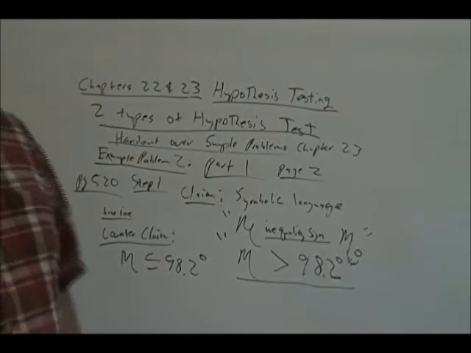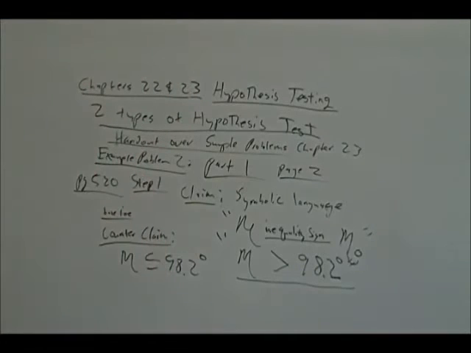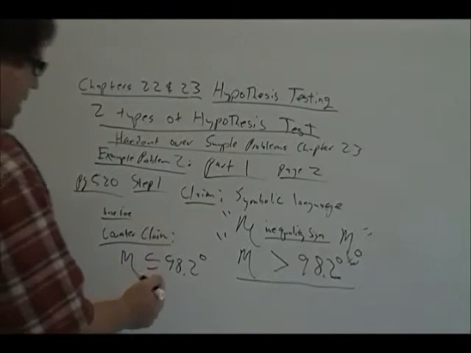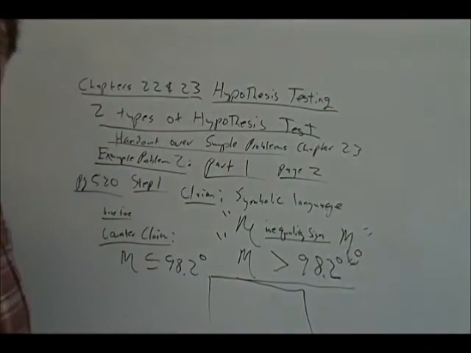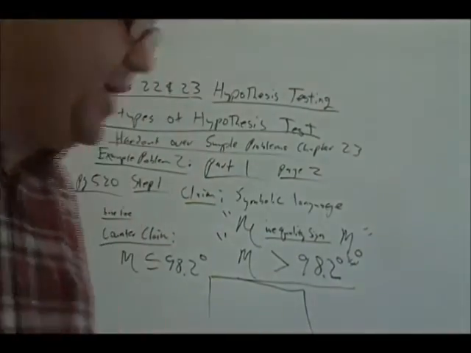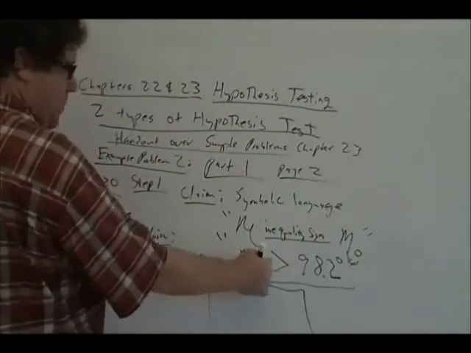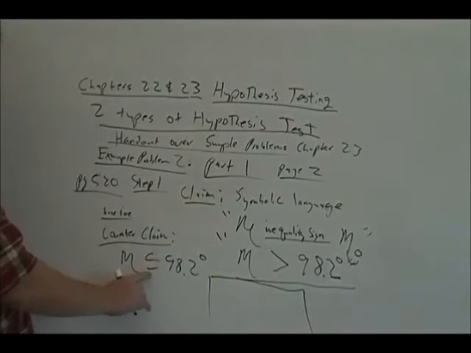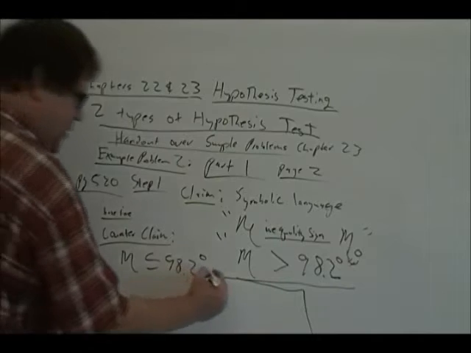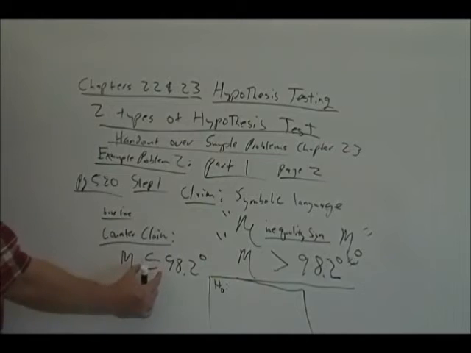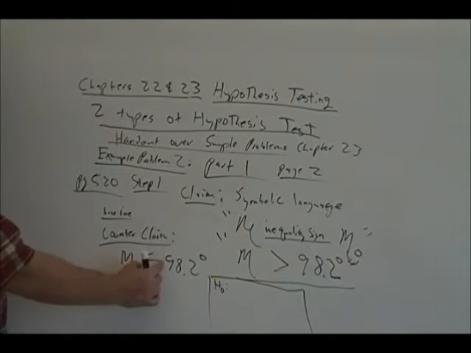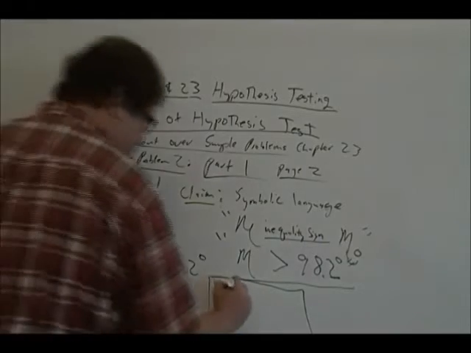Now we have to write this in terms of the null hypothesis and the alternative hypothesis, just like we did in the last problem. The claim becomes the alternative, and the counterclaim, which has the equal sign, turns into the null. So the null hypothesis, H naught, comes from the counterclaim, and just like before, the inequality sign gets replaced by an equal sign. So we write the null hypothesis as mu equals 98.2 degrees.